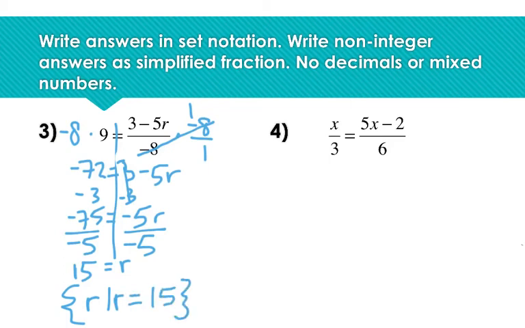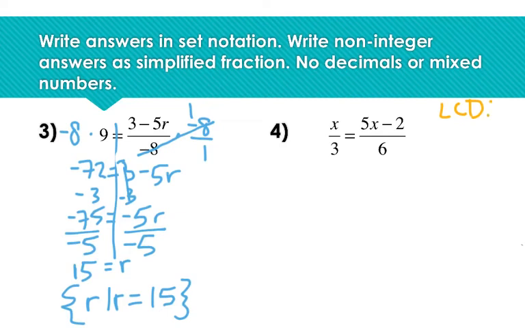Okay, so number 4, this one's a little different because we have x divided by 3, which is a rational expression, equals (5x minus 2) divided by 6, which is also a rational expression. So we have two denominators here. And this is where our warm-up comes in for this lesson. We want to find the least common denominator of our two fractions. So what is our least common denominator?